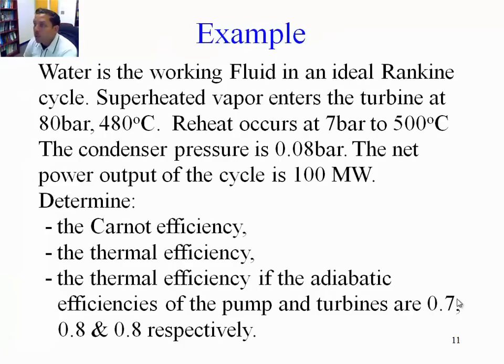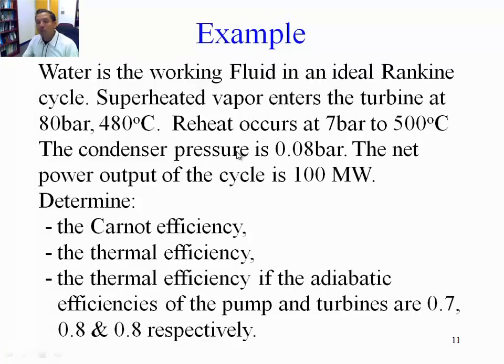All right, now let's work on an example of a reheat Rankine cycle and see what type of efficiency increase we find as compared to the basic Rankine cycle. Now in this case, we have exactly the same conditions. We have superheated vapor coming out of the boiler at 80 bar and 480 Celsius. So we achieved the same exact conditions that we've achieved in the example before.